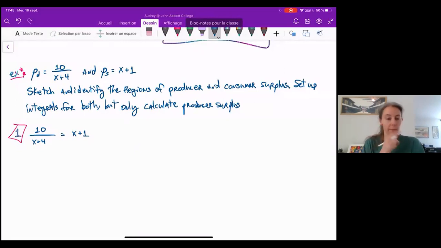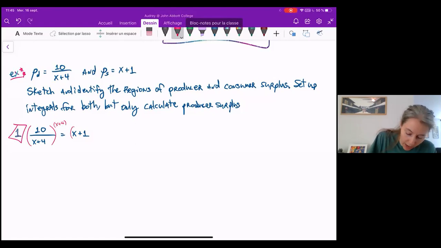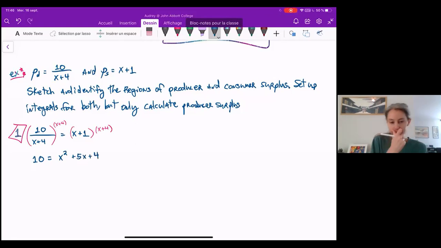So here we want to be careful. How do we solve this? I have 10 over x plus 4, same as in the previous question. I want to get everything to one side with 0 on the other to get a polynomial that I can factor. So a good way to do that would be to start by multiplying both sides by x plus 4 and clearing that denominator. So I have 10 is equal to x squared plus 5x plus 4.